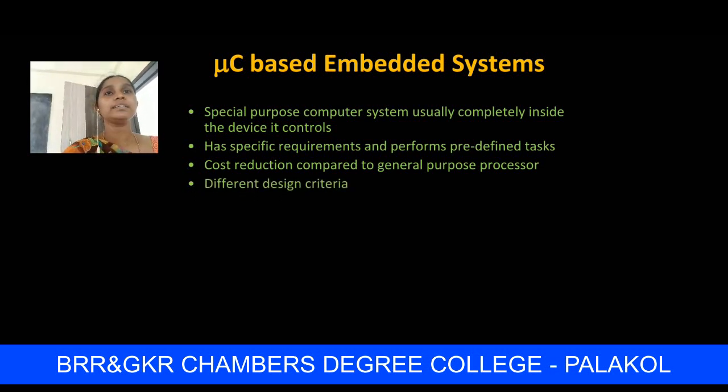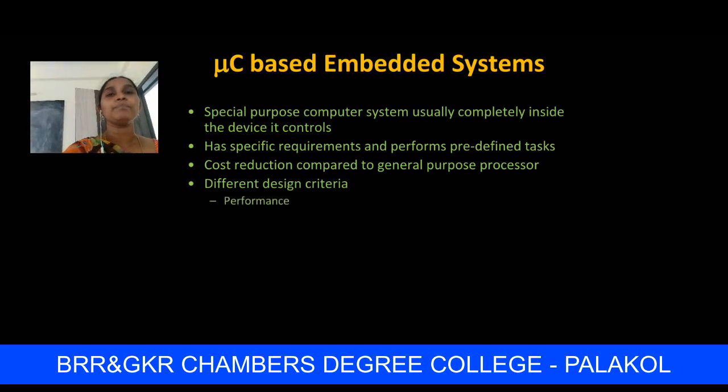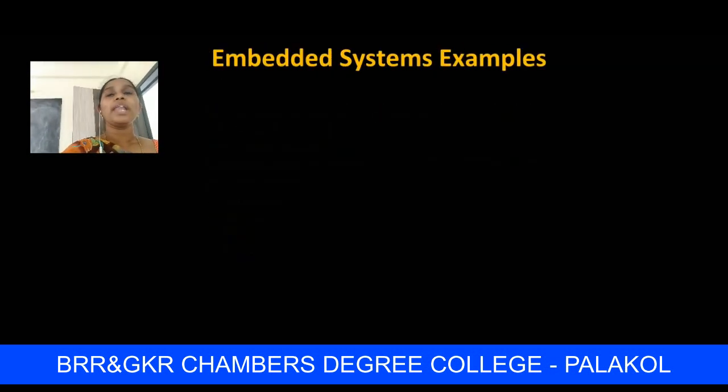Different design criteria are also there. That means different manufacturers can manufacture these microcontroller based systems, so different design criteria are available. Next, coming to the performance, it is very fast and very reliable, availability is also there, and it is very safe. Okay, so now we will see some examples of microcontroller based embedded systems.